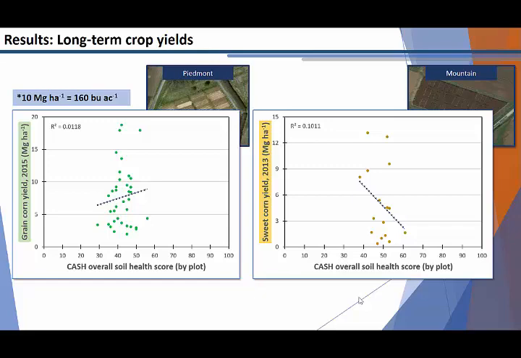And we had the same trend at the other location where we were growing sweet corn. So for sweet corn and green corn, we weren't seeing those trends.